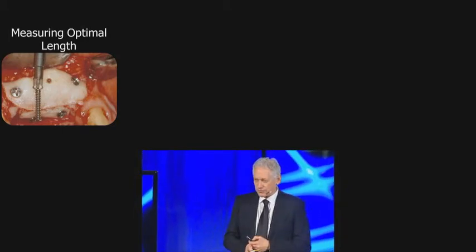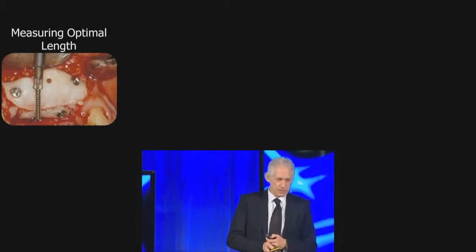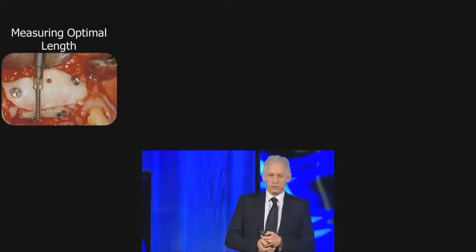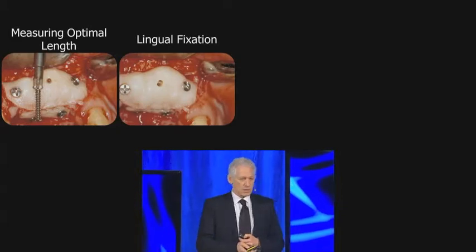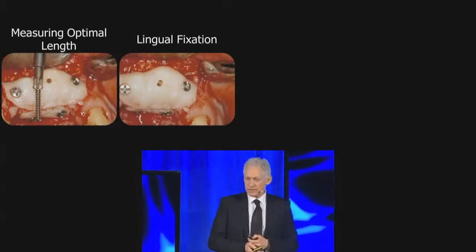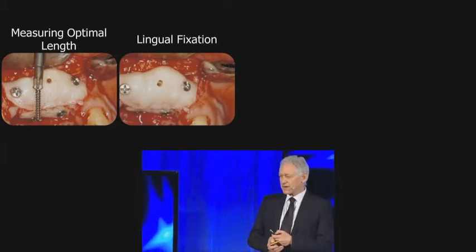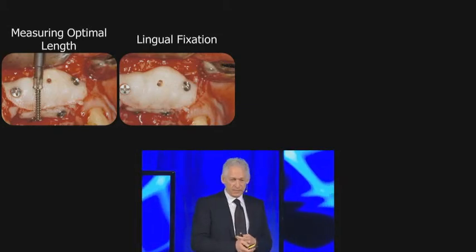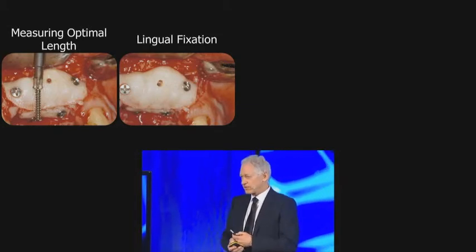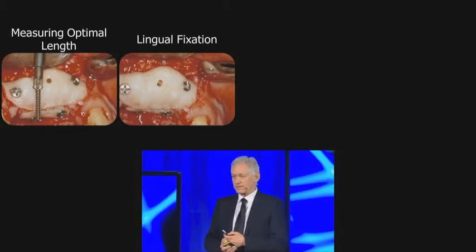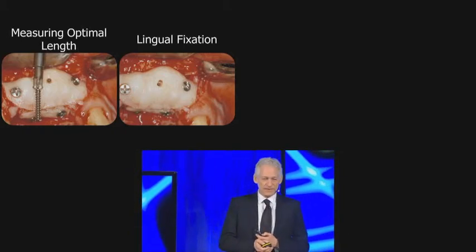All fixation screws should be countersunk, all of them, so they do not interfere with the flap. If you have two areas that you graft, and unfortunately we do not graft sufficiently lingually, lingual stability is much more difficult to establish, so graft the lingual aspect first, and then follow with the facial.